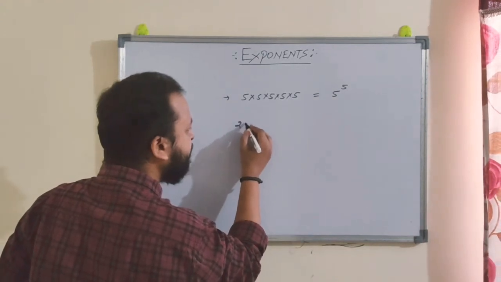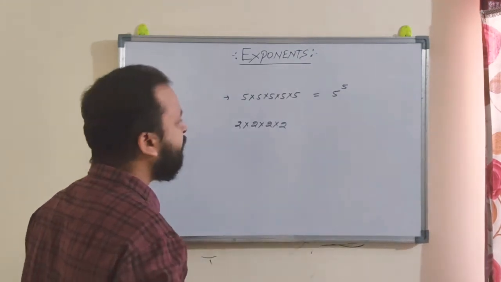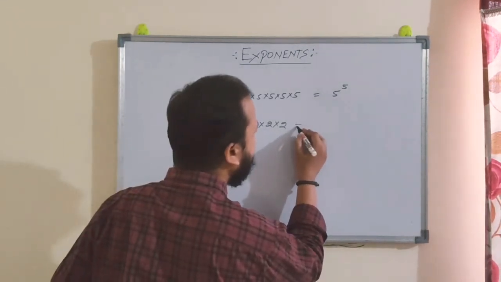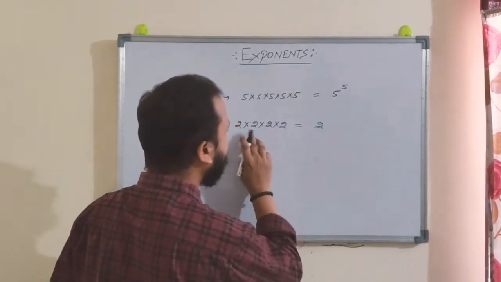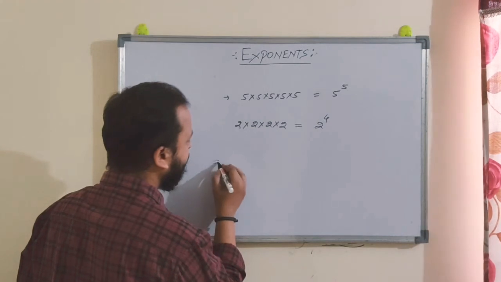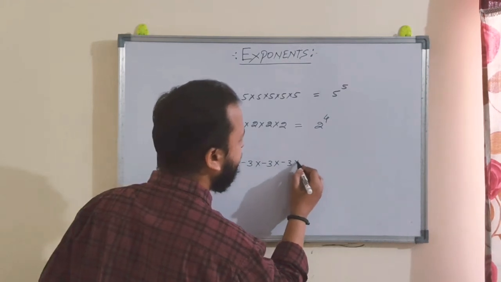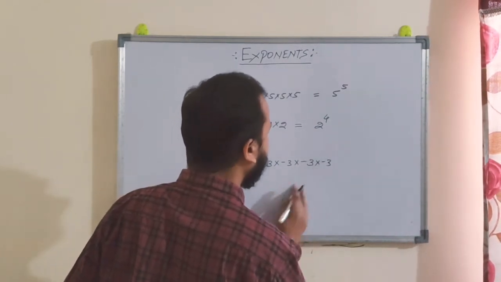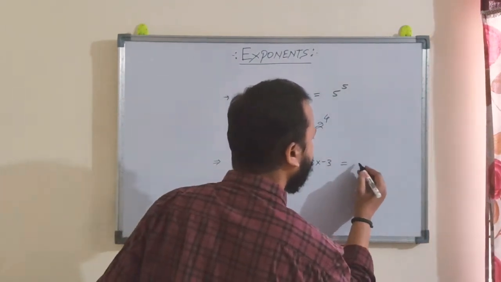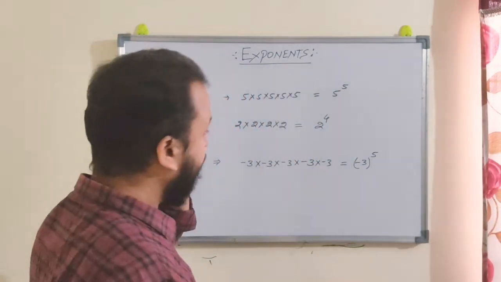Suppose the number is written as 2 into 2 into 2 into 2, right? So here 2 is written 4 times. So you can write it as 2 to the power 4. How many times? 1, 2, 3, 4. 4 times, right? If a number is written as -3 multiplied by -3 multiplied by -3 multiplied by -3 and multiplied by -3, so here -3 is written how many times? 1, 2, 3, 4, 5. So you can write it as -3 to the power 5, right?